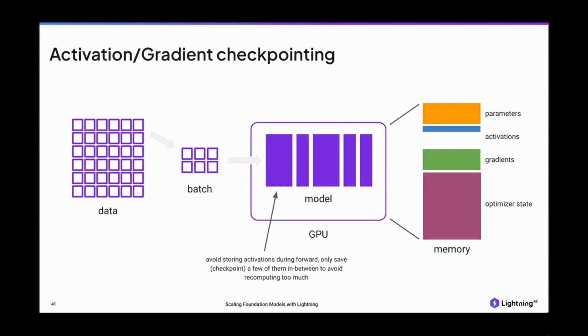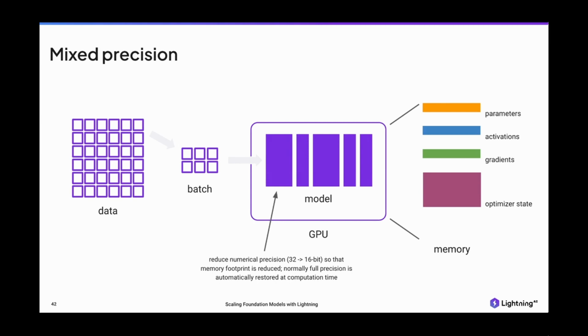There are some strategies that allow you to do activation and gradient checkpointing. So you basically avoid storing activations during forward and only save a few of them in between the model to avoid recomputing too much. So it's not that you don't store any, you store a few of them throughout the model, and then you will recompute the ones that you need to recompute. So you trade some compute for memory, and this is what checkpointing does.